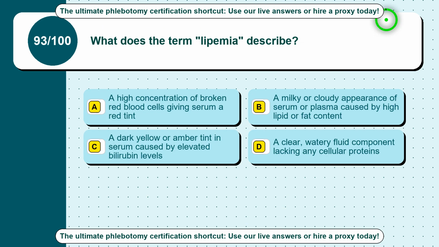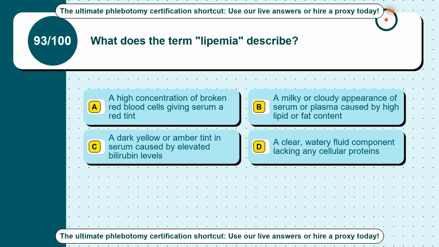Question 93. What does the term lipemia describe? Option A. A high concentration of broken red blood cells giving serum a red tint. Option B. A milky or cloudy appearance of serum or plasma caused by high lipid or fat content. Option C. A dark yellow or amber tint in serum caused by elevated bilirubin levels. Option D.